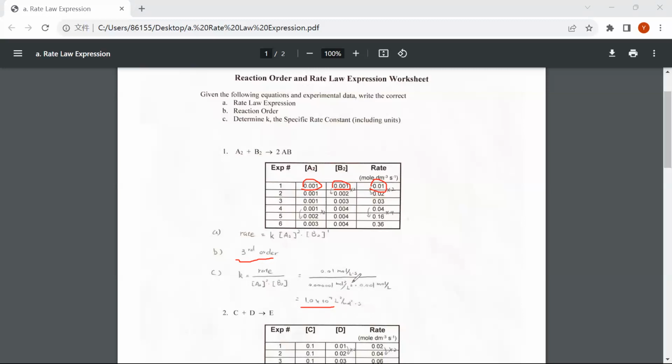And just as a reminder, our units for concentration is moles per liter. So in this case, the A has the exponent 2, so the units also have to be with the power of 2. And B2 is with the exponent 1, so our units is just moles per liter. And when we cancel out all the units, we get the final units for our K value.